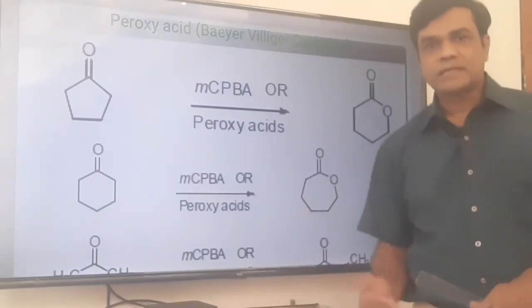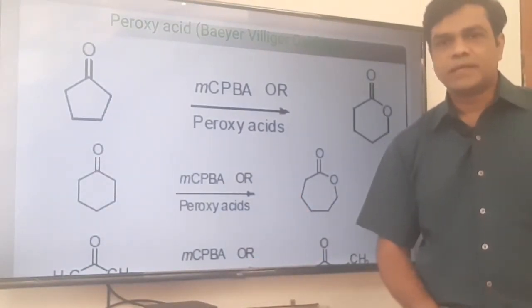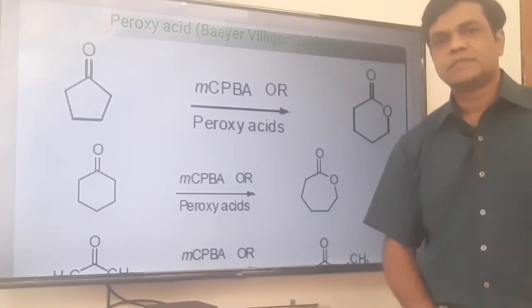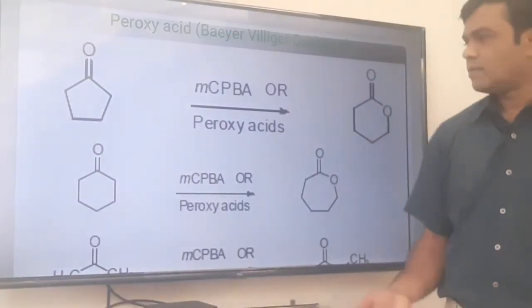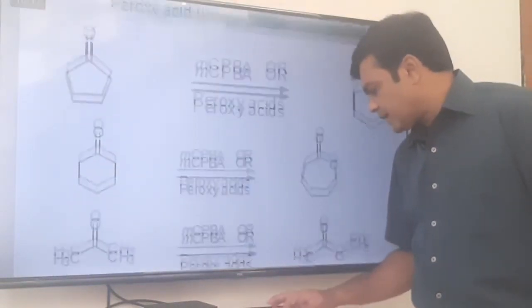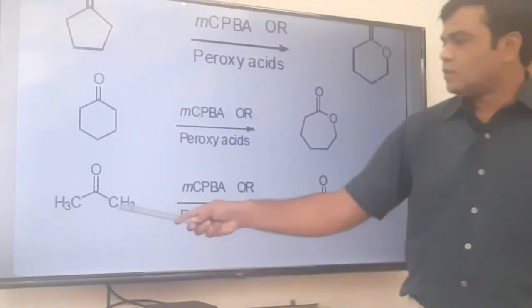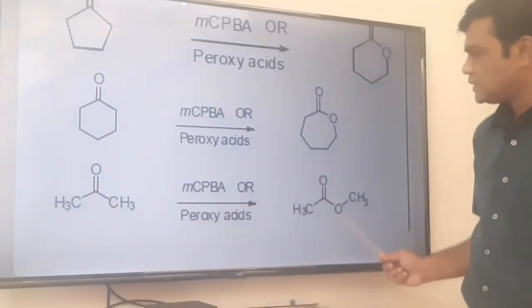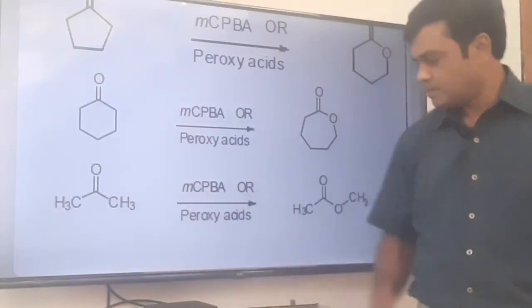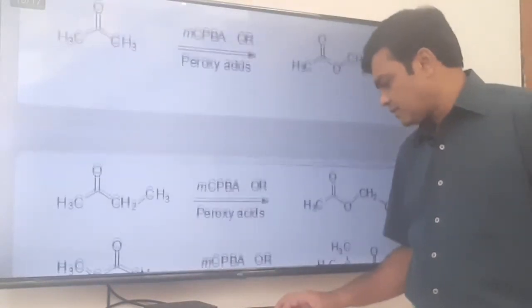We will see its mechanism after this. First, we are discussing the applications. After discussing the applications, later on we will see its mechanism. Okay, now this ketone is oxidized to ester, incorporation of oxygen. Ketone is converted to ester.